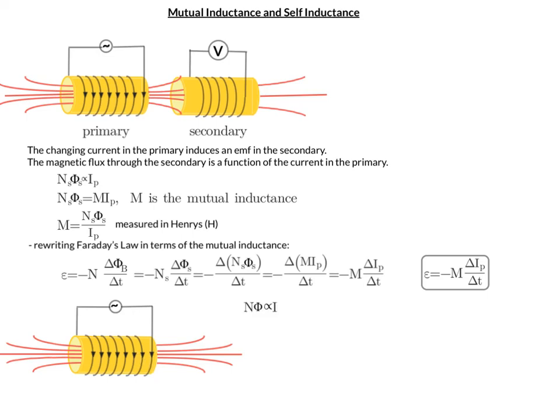So now we know that the number of turns in this device times the magnetic flux is proportional to the current that is changing through here. That proportionality constant is the self-inductance, so then we have the number of turns times the magnetic flux equal to the self-inductance times the current through there. So then self-inductance is the number of turns times flux divided by the current. And if we apply the same derivation that we had over here, we end up with the EMF being induced in here as the negative of the self-inductance times the change in the current with respect to time.